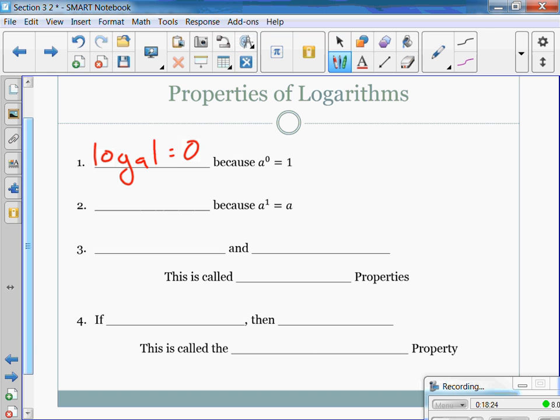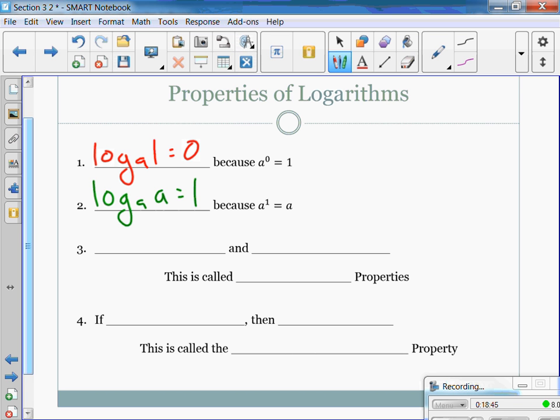Secondly, log base a of a. Again, a to what power gives me a? Absolutely. I'm going to get 1, I'm going to get my one back when I just raise it to the first power.